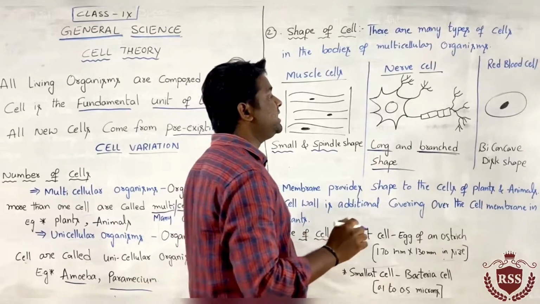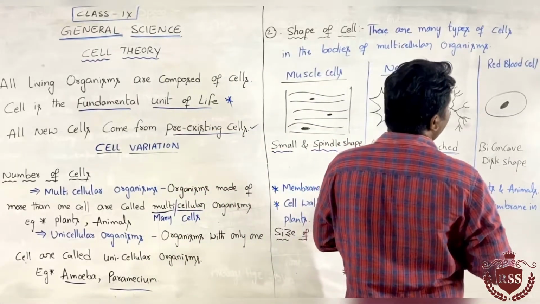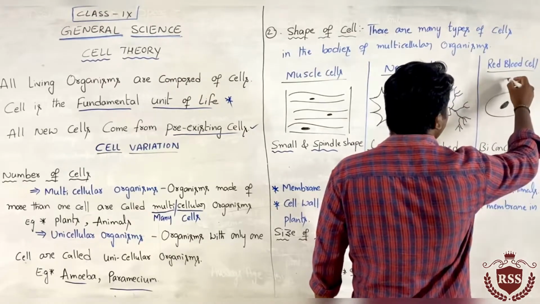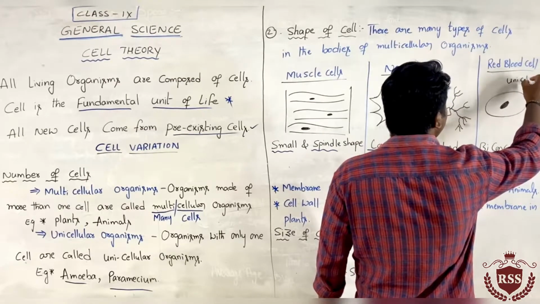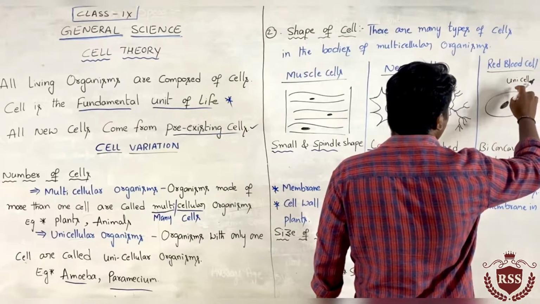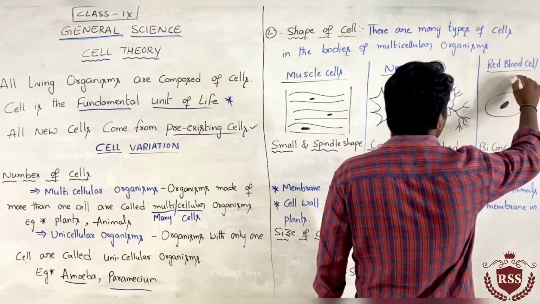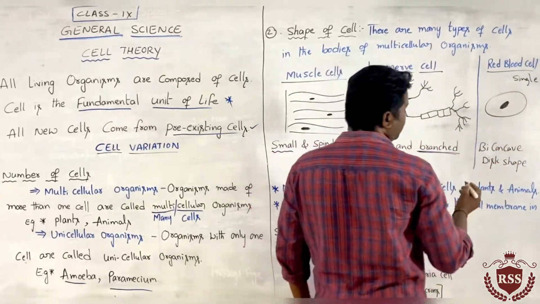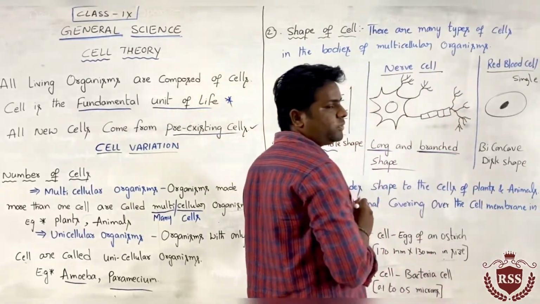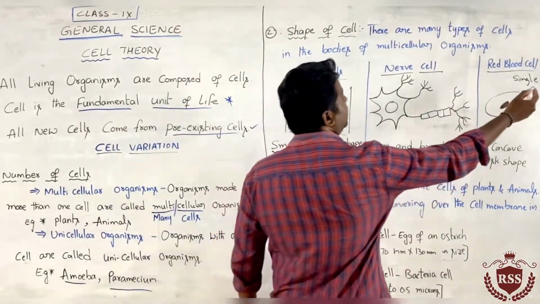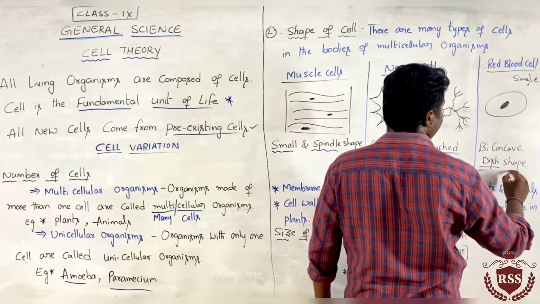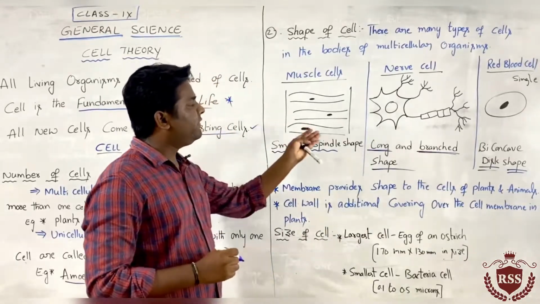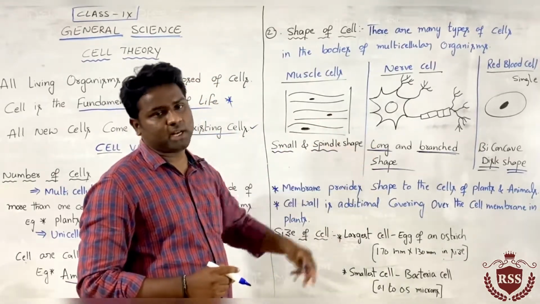Then these are red blood cells present in our blood. This is unicellular, a single cell. The red blood cell has a biconcave disc shape. If you observe, it has a disc shape. These are different types of shapes of cells.